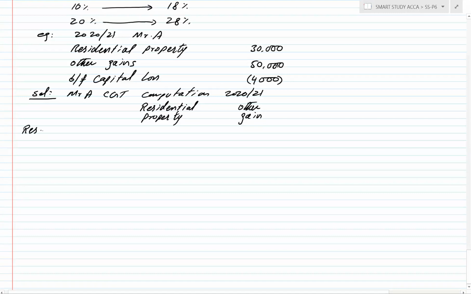From the residential property, we have capital gains of £30,000, while other gains are £50,000. There is no loss in the current year. So these are our net chargeable gains.